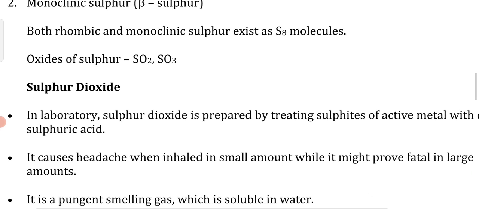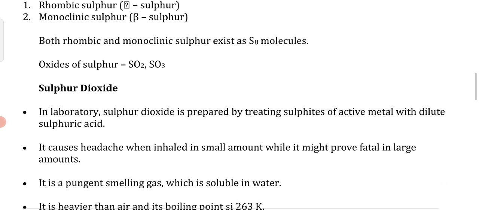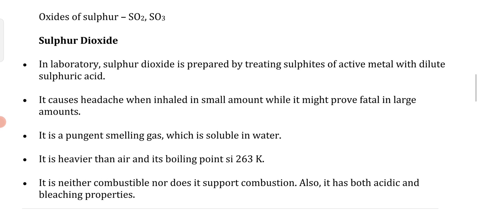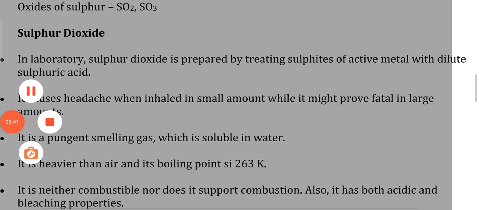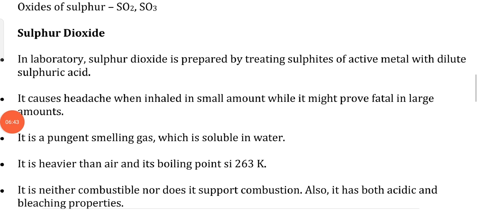So now we are coming to sulfur dioxide. In the laboratory, sulfur dioxide is prepared by treating sulfides of active metal with dilute sulfuric acid. When active metal reacts with dilute sulfuric acid, then sulfur dioxide will be produced. It causes headache when inhaled in small amount, while it might prove fatal in large amount.